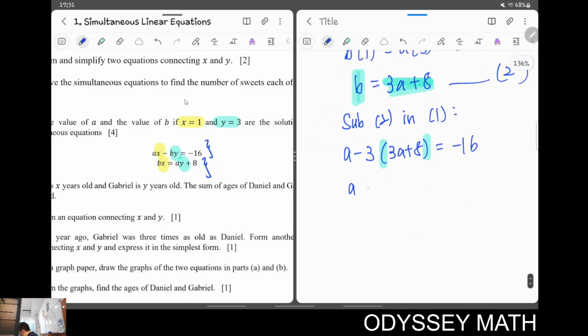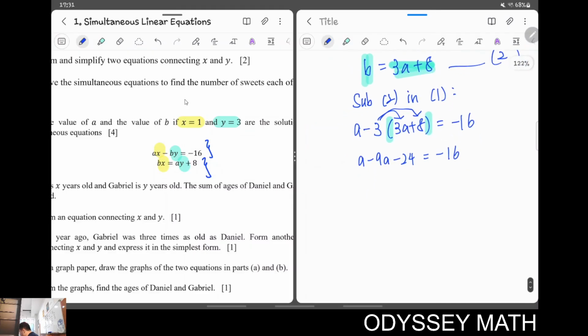So a minus 3 times 3a is minus 9a. Minus 3 times 8 is minus 24. So this is equals to minus 16. So a minus 9a. Now, if you do not know how to evaluate this, you take 1 minus 9 in your calculator, you get minus 8. So minus 8a. And bring the minus 24 to the right, it becomes plus 24. So minus 8a equals to 8. So this minus a times 8. So bring it over, is divide. So it's a equals to 8 divide by minus 8. So a equals to minus 1.